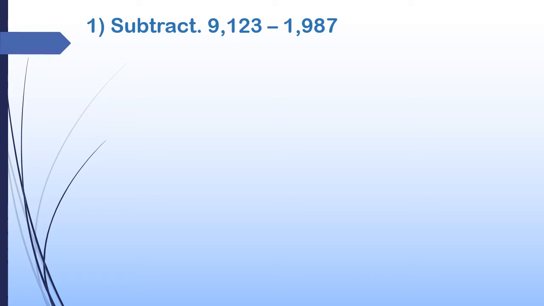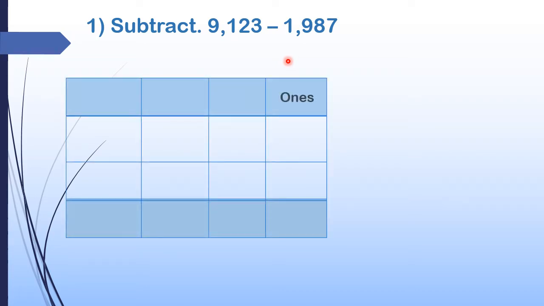The first sum, subtract 9123 minus 1987. Okay, what is the first step? The first step, we have to write the bigger number first, then below the bigger number we have to write the smaller number according to their place value, isn't it? So for that place value we can draw this table, then ones, tens, hundreds, thousands. After that we can write the numbers.